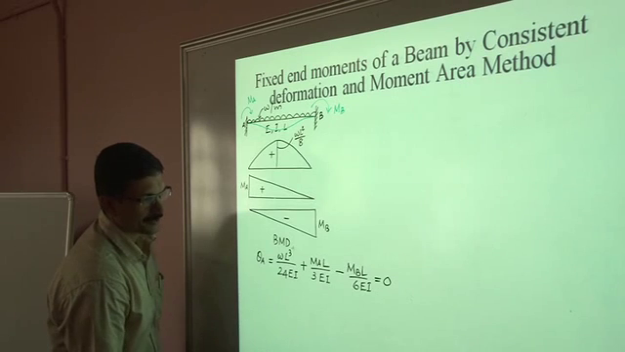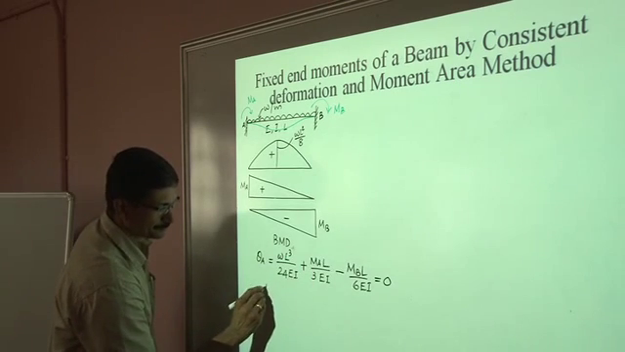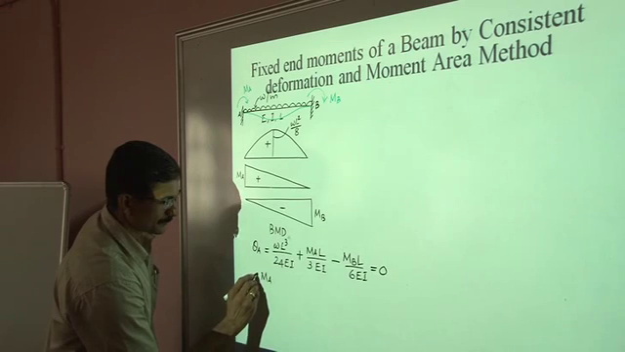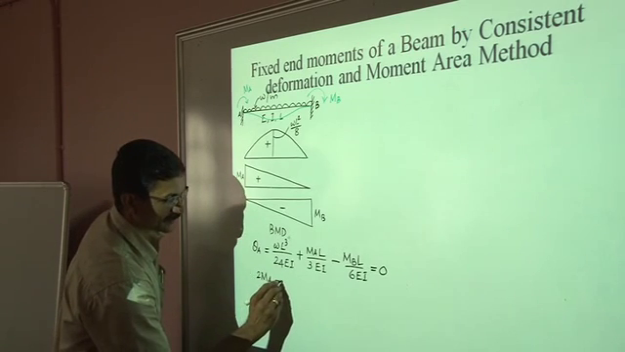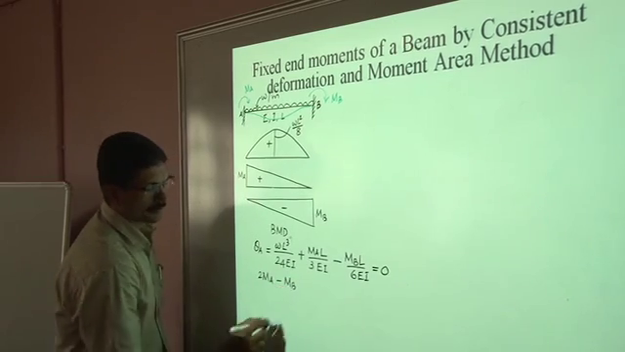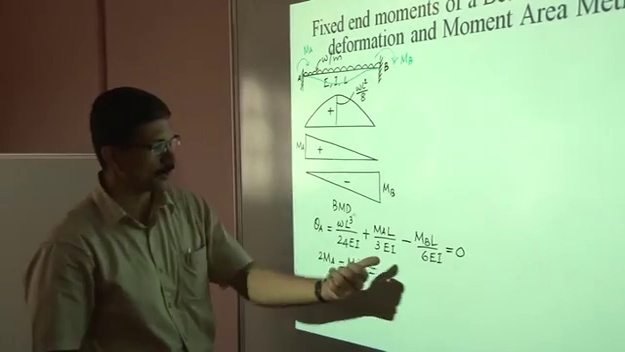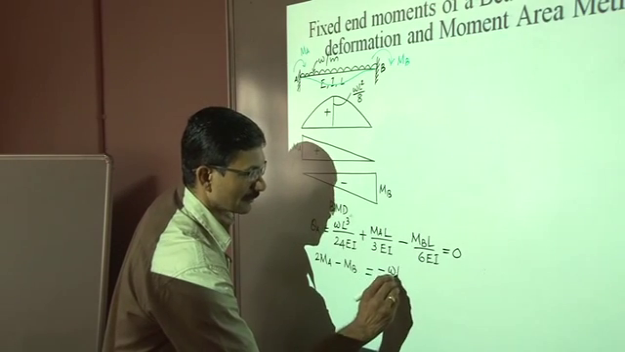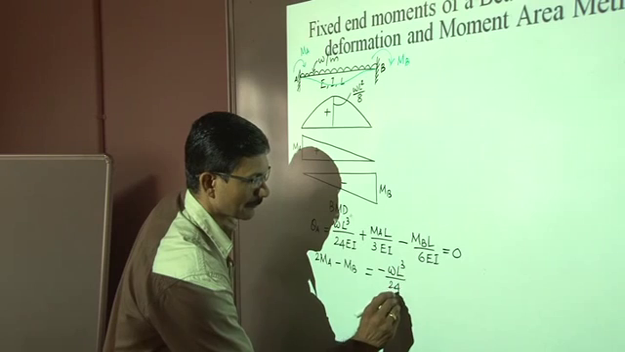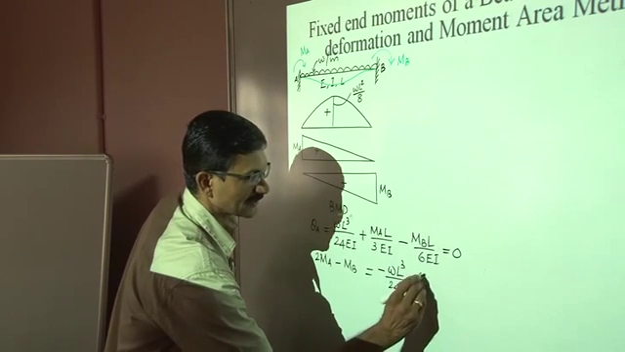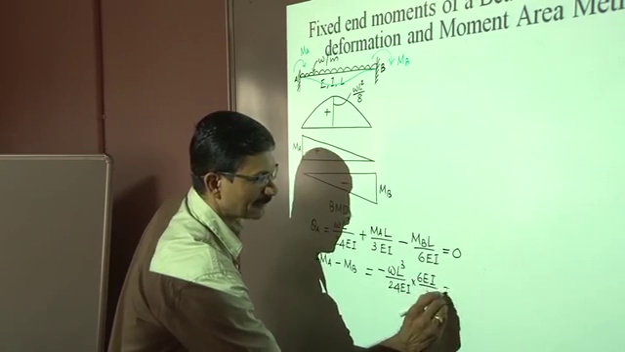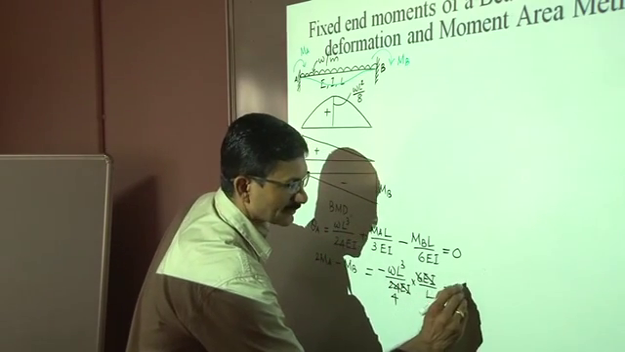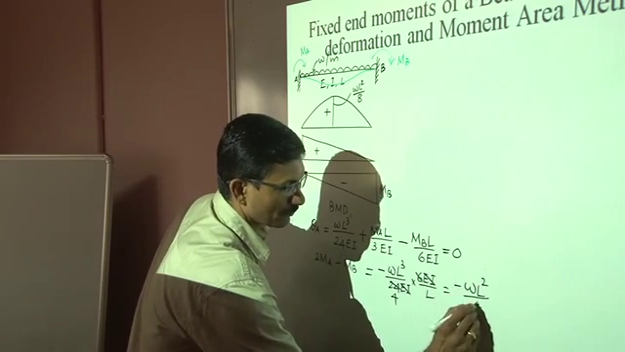So the algebraic equation in terms of MA and MB would be 2 MA minus MB is equal to, if we multiply throughout by 6 EI divided by L, minus W L cube by 24 EI into 6 EI divided by L, that becomes minus W L square divided by 4. Equation number 1.